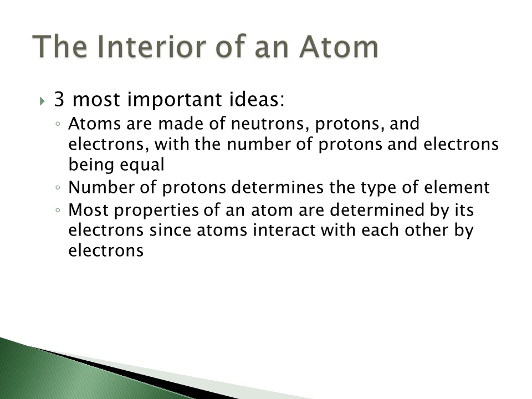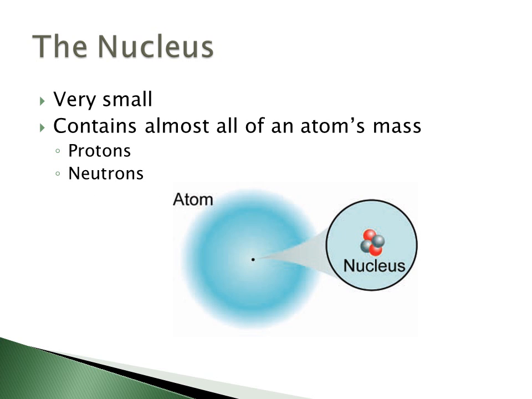So there are three very important ideas to take away from understanding the interior of an atom. We know that atoms are made of neutrons, protons, and electrons. So atoms themselves are not indivisible. They are made of smaller parts. We also know that the number of protons and electrons are equal if we have a neutral atom. The number of protons will determine the type of element we have, and most properties of an atom are determined by its electrons, since atoms will interact with each other by their electrons. The nucleus is so dense in the center that two nuclei of atoms will rarely come close together. It's the electron clouds that will overlap, and so those electrons will actually interact with each other.